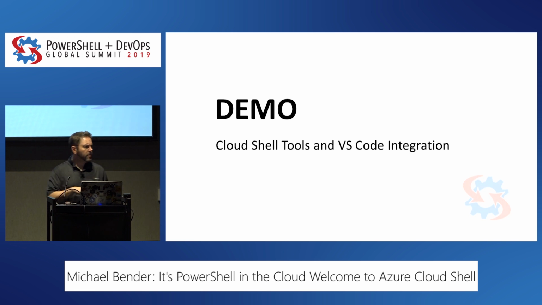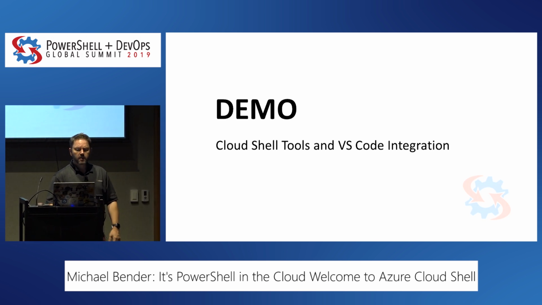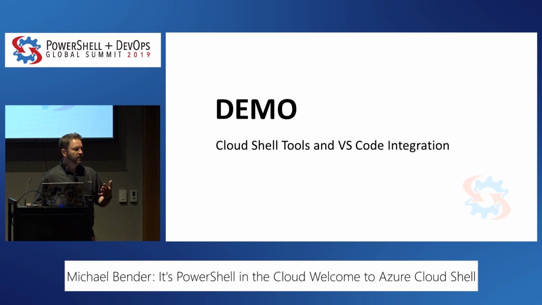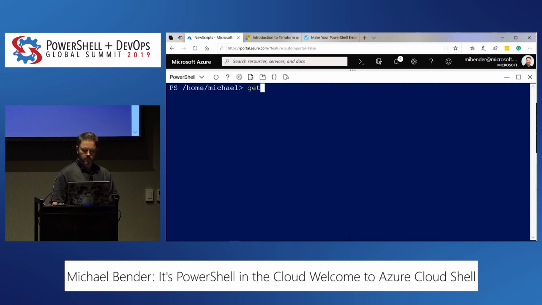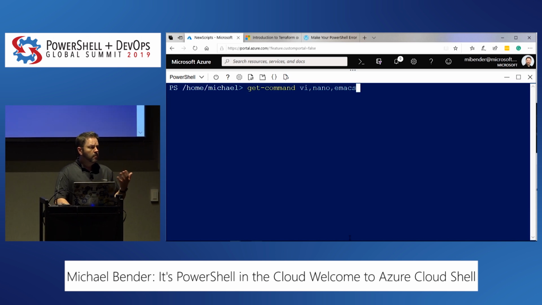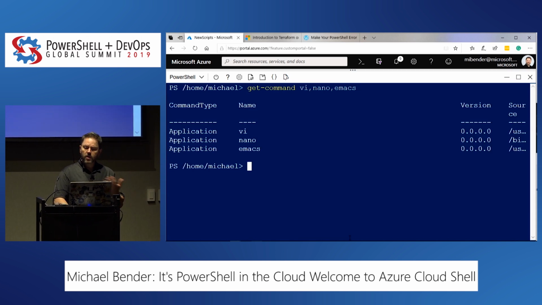So the next thing we're going to do is talk about the different Cloud Shell tools and the VS Code integration. If I do a git dash command, outside of just code, we can use VI, Nano, or Emacs inside of here. So if you prefer to use one of those other editors, you can. But we're going to take a look at code.